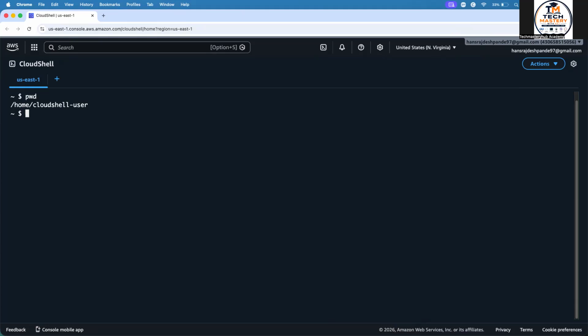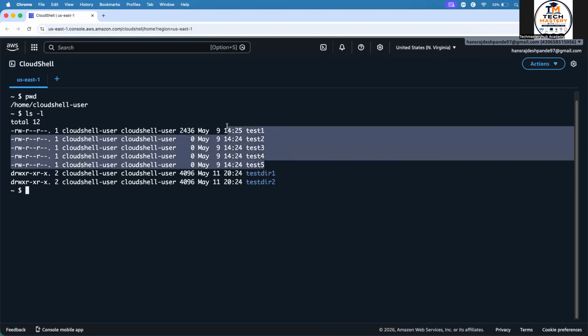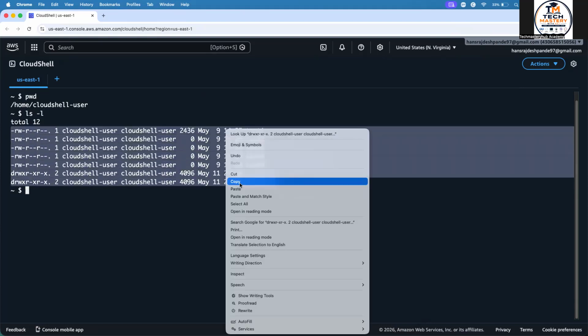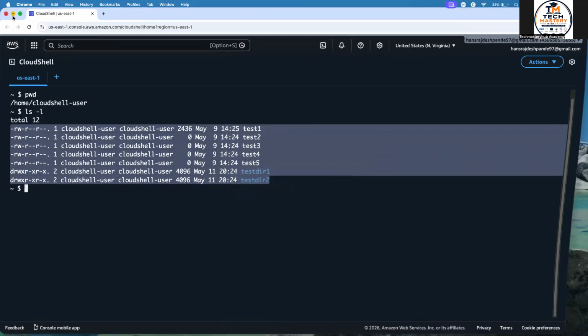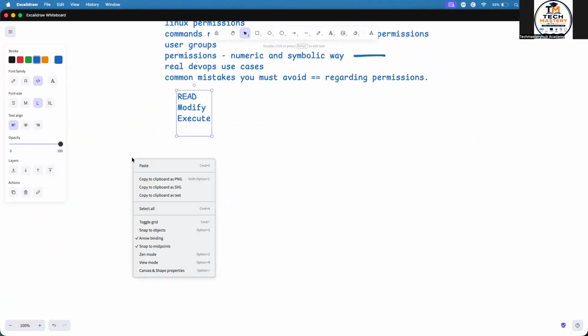/home/cloudshell-user. Now we need to see what is inside this directory. What is the command? This command also we have seen in our previous video, ls, and l is to see the details of each file. So in this directory we have these 5 files and these 2 directories. Now let's understand the authority properly. Let me copy it and paste it here.